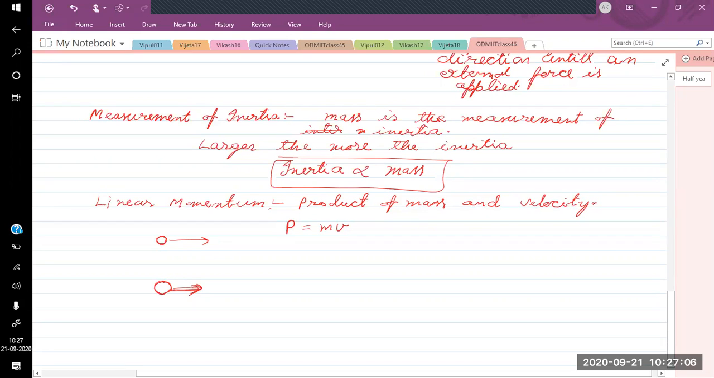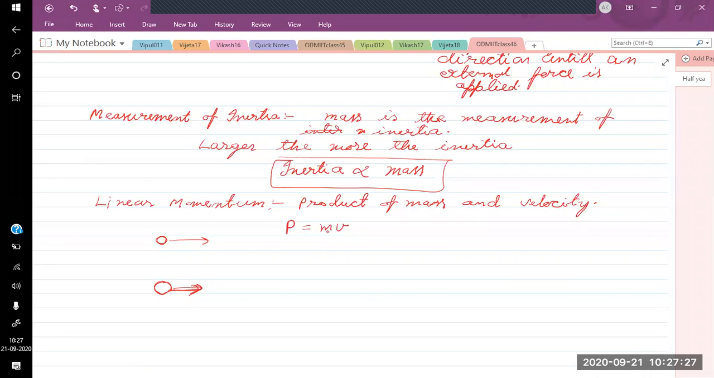Its physical significance is, when you are trying to stop an object, how much force that object can apply on you. That is related to linear momentum. So what is linear momentum, what kind of quantity is this? We will discuss it in a little more detail.